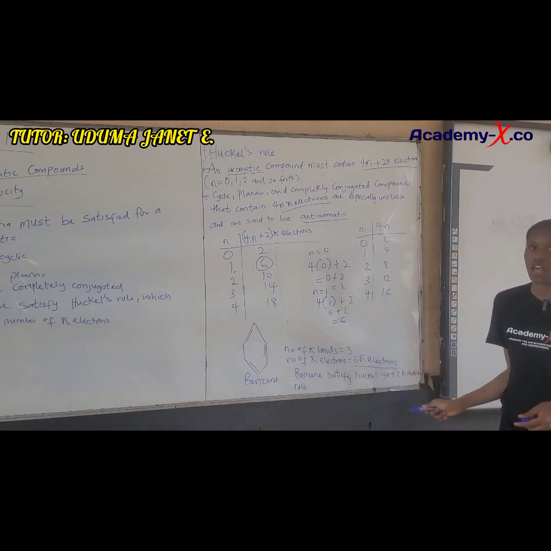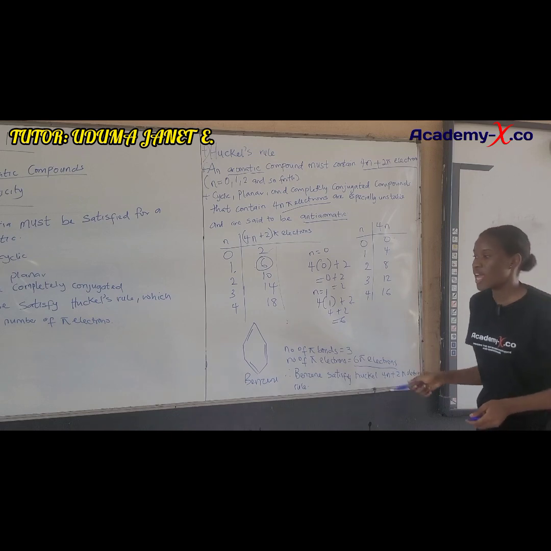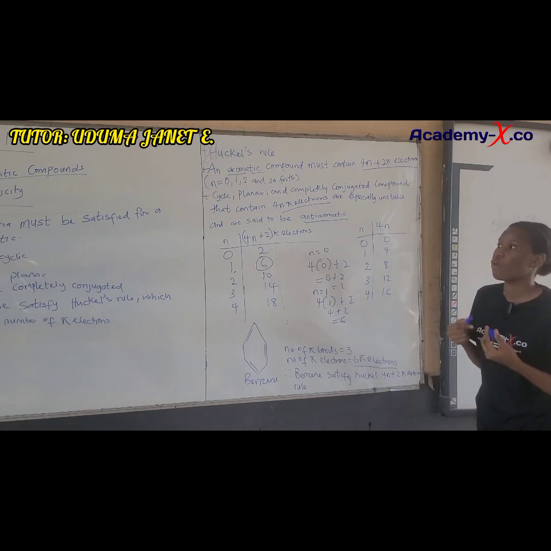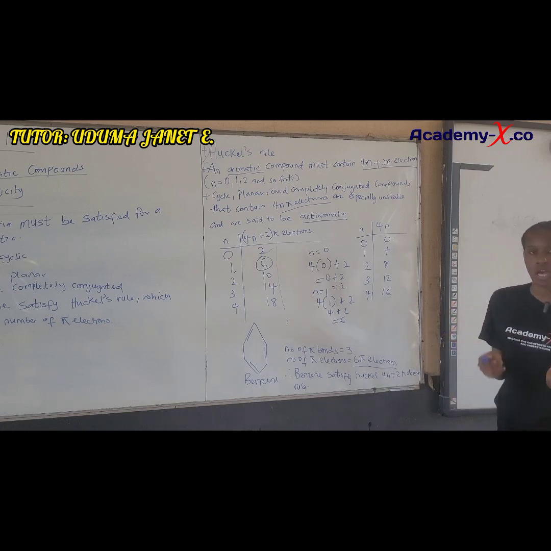So that's just it. If a molecule satisfies this rule, it does not define if it's going to be aromatic. It has to satisfy the others plus this one for it to be said to be aromatic or not. So we're going to take some examples of how to know when a molecule is aromatic, anti-aromatic, or non-aromatic.